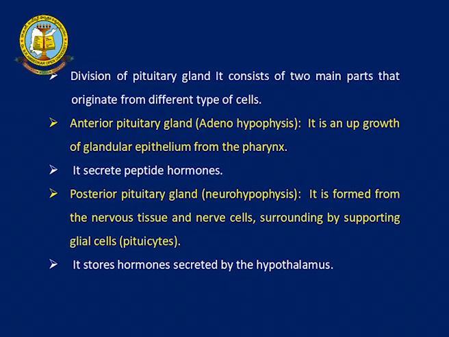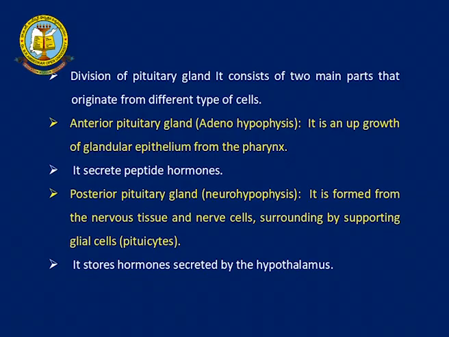The pituitary gland is divided mainly into two parts, which originate from different types of cells. The anterior pituitary gland, the adenohypophysis, is an outgrowth of the glandular epithelium of the pharynx. It secretes peptide hormones. As I told you, FSH, growth hormone and prolactin are released.